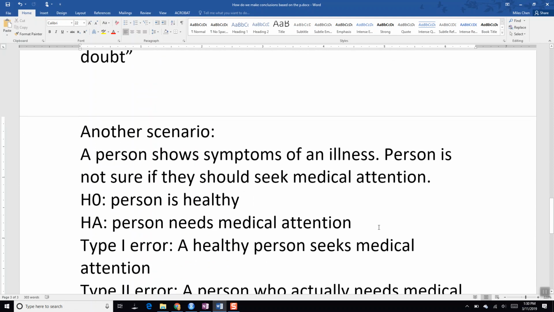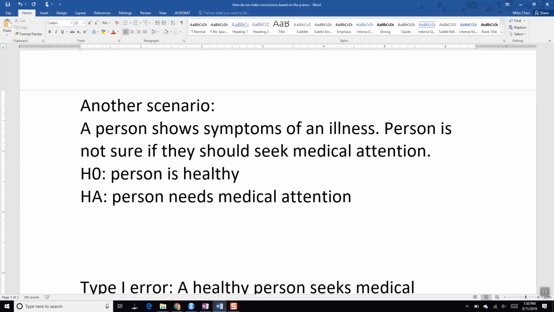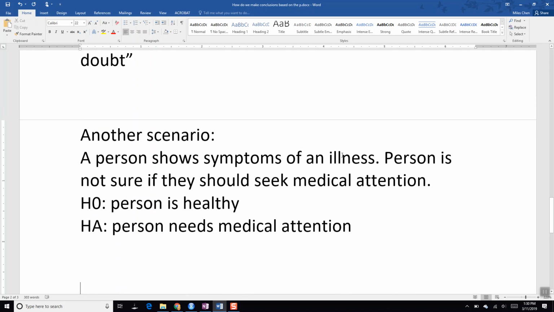Okay, here is another scenario. A person shows symptoms of an illness, and the person is not sure if they should seek medical attention, okay? Generally we assume people are healthy until they begin to show symptoms. So in that case, the null hypothesis is going to be that the person is healthy, and the alternative will be that the person needs medical attention, okay? So what is a type 1 and what's a type 2 error in this scenario?